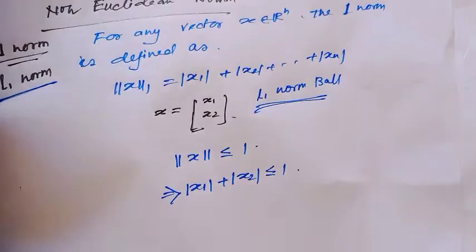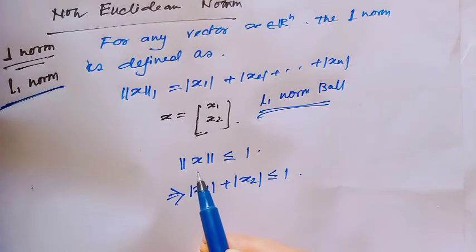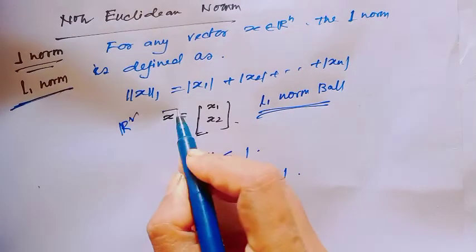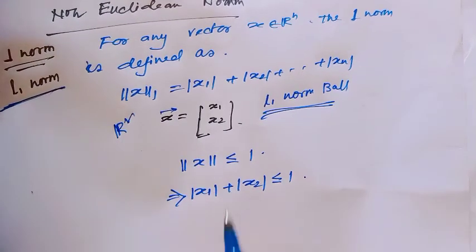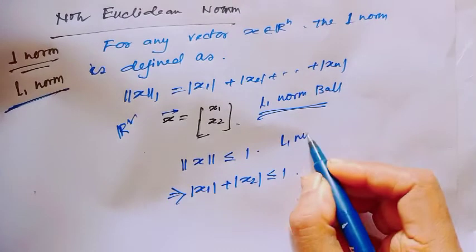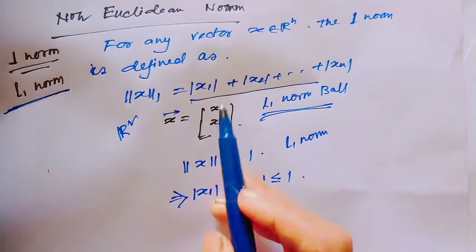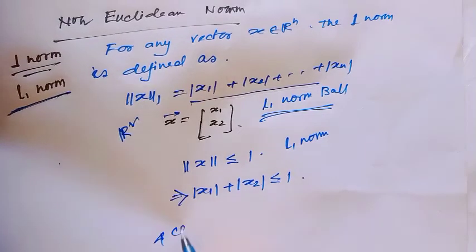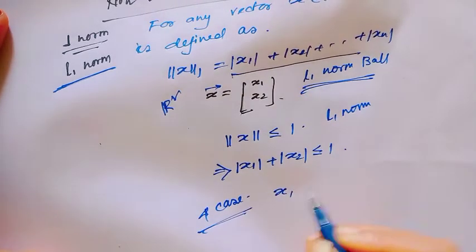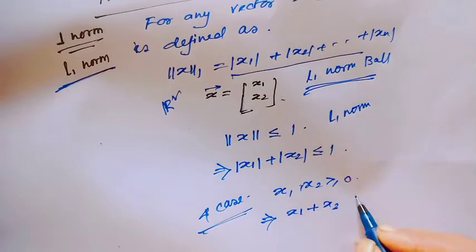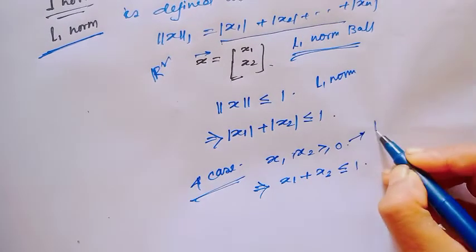Then the norm ball would be such that norm of x is less than or equal to 1. Consider R2, then the vector x would have components x1, x2. Then norm of x less than or equal to 1 in the L1 norm means absolute value of x1 plus absolute value of x2 is less than or equal to 1, and this implies 4 cases. Consider x1, x2 greater than or equal to 0. That corresponds to x1 plus x2 less than or equal to 1. And this is actually the first quadrant.